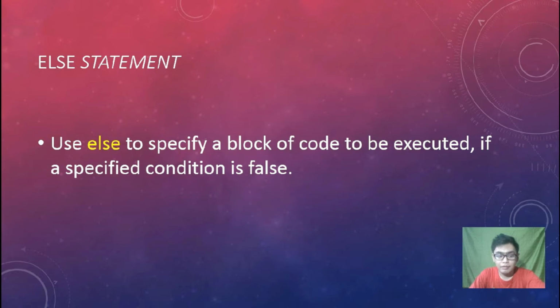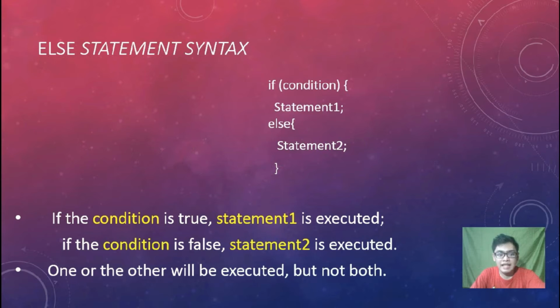Else statement. Use else to specify a block of code to be executed if a specified condition is false. This is the syntax of the else statement. So if the condition is true, statement 1 is executed. If the condition is false, statement 2 is executed. One or the other will be executed, but not both.